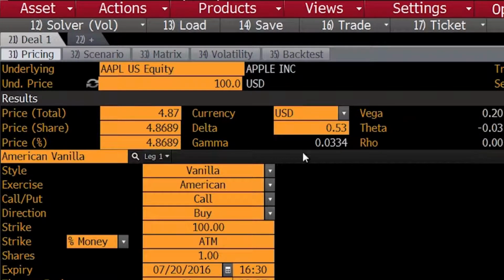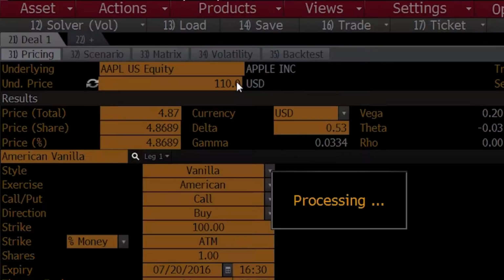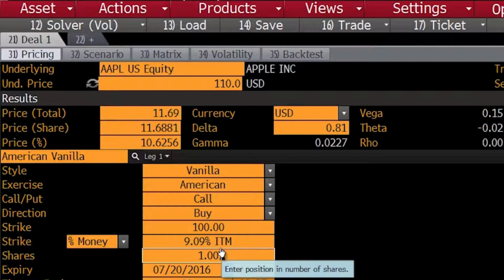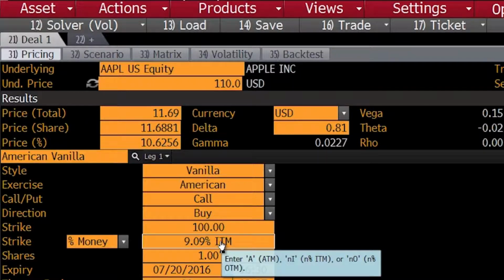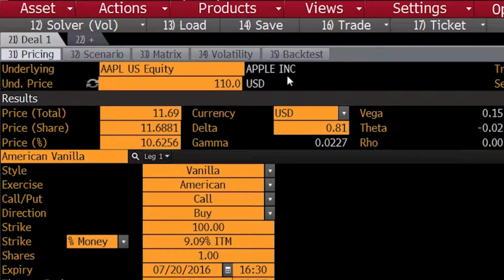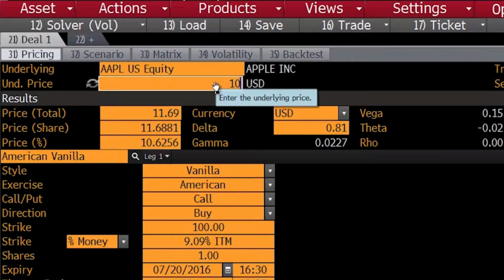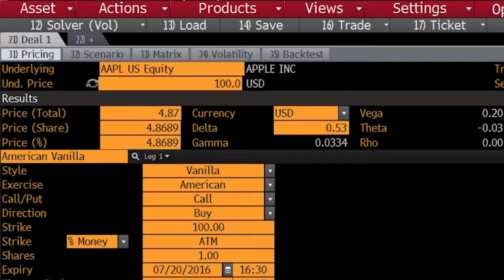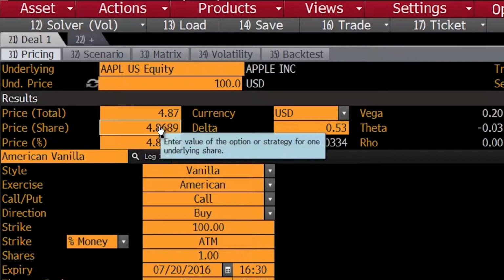A more extreme example of that would be if the market rallied to $110, so this is now almost a 10% in the money option, the delta will be 0.81. So it's getting close to moving like a stock now, 80% of the speed of a stock. So let's go back to the example. The investor is buying this call at 4.87. What is the break-even price for this purchase?